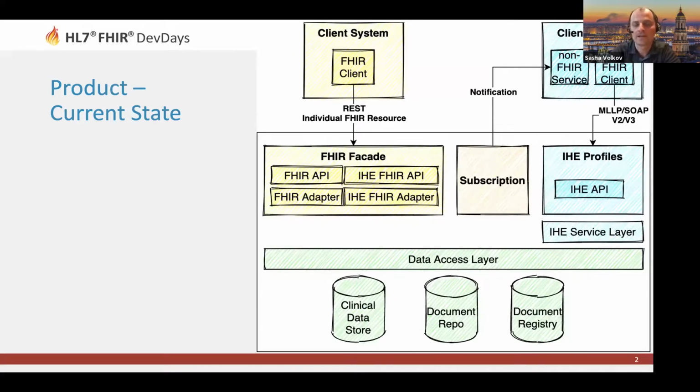It's not a FHIR native system. It does have a subscription service, pretty mature. It allows users to subscribe to an event of interest and to receive notification about this event. It also supports a limited FHIR functionality. They use HAPI FHIR for a FHIR facade that allows clients to issue simple queries to retrieve some FHIR data.